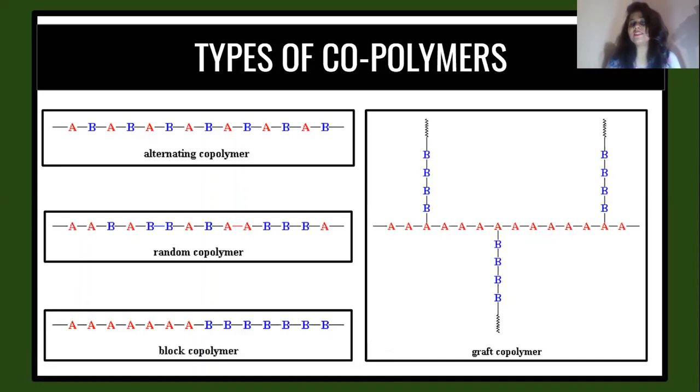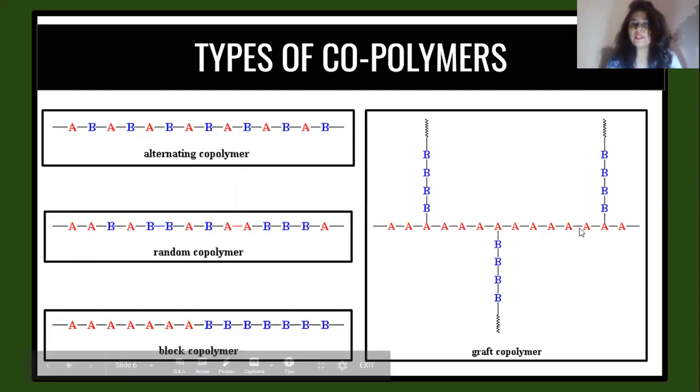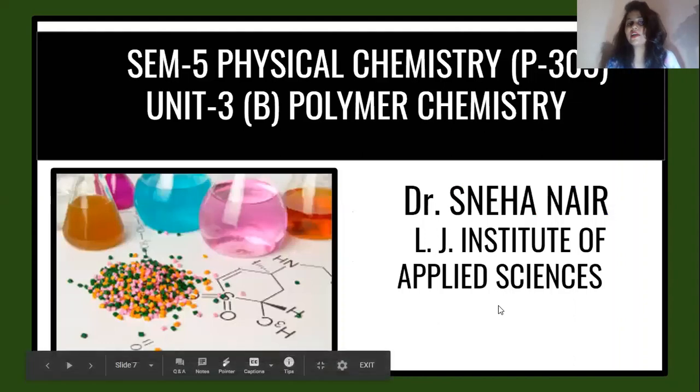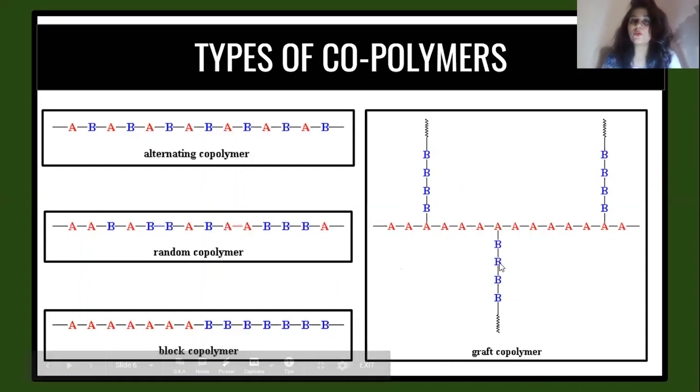And then comes the last category of copolymer, which is called the graft copolymer. Now, if I need to explain what you mean by graft copolymer, you can see here that there is one monomeric chain, which is A, and on that monomeric chain, different B monomeric chains are attached at random positions. When they are attached at random positions, that type of arrangement is called a graft copolymer. So in the coming video, we'll be studying in detail the biopolymers or the biodegradable polymers.